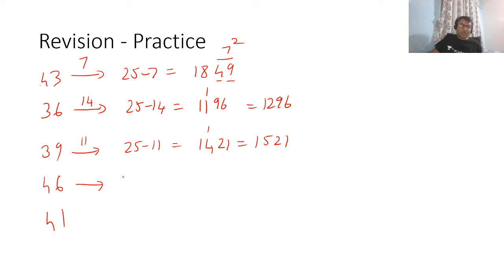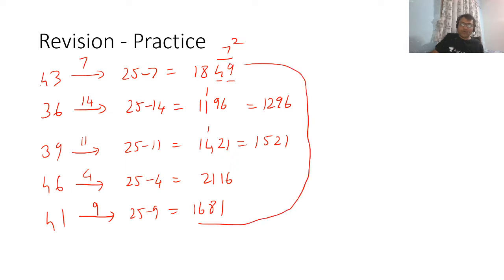Okay, 46 is 4 less than 50, so we do 25 minus 4, which is 21, and 4 squared is 16. This becomes fast. 41 is 9 less than 50, which is 25 minus 9, which is 16, and 9 squared will be 81. So this is where we get the values of all these squares.